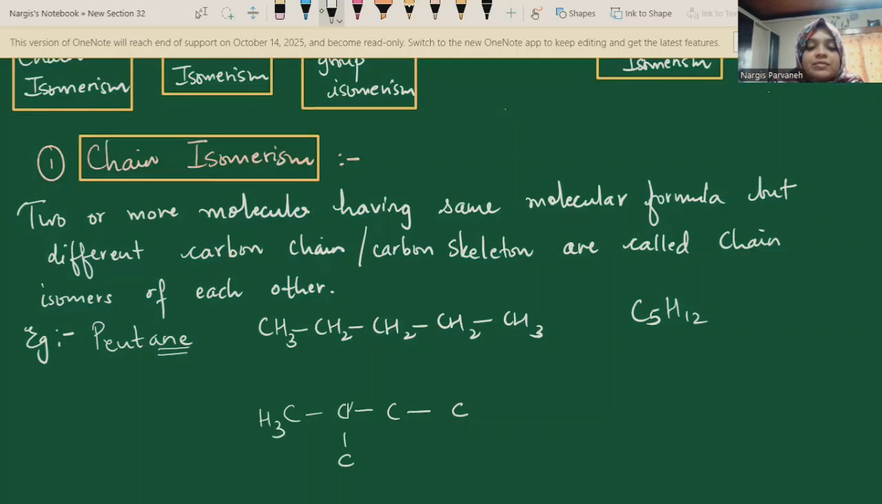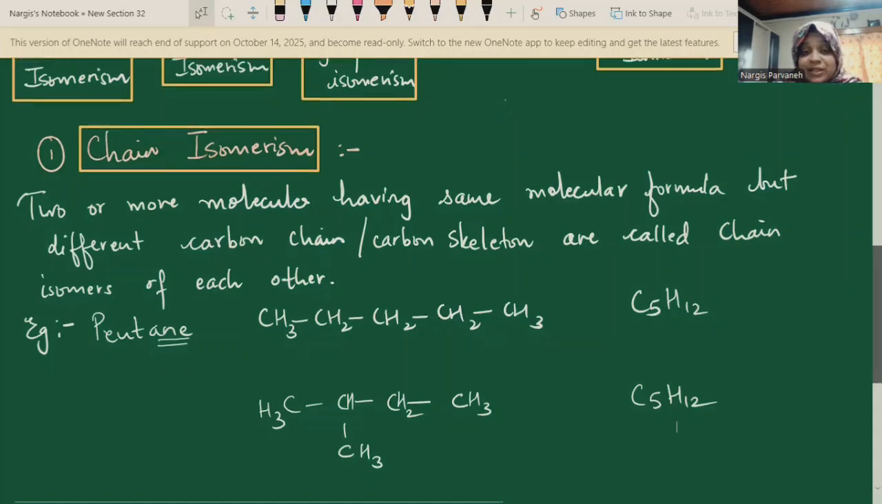Notice the carbon atoms are still 5. Hydrogen atoms are still 12: 6 and 6, 7, 8, 9, 10, 11, 12. There are 12 hydrogen atoms and 5 carbon atoms. Still, it is C5H12 only, but the structure is different. The carbon chain is different.